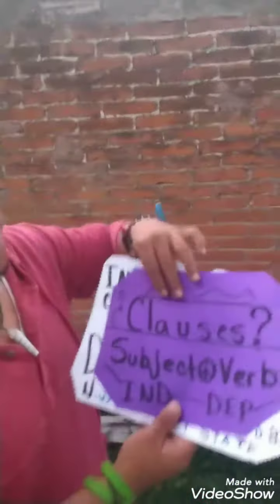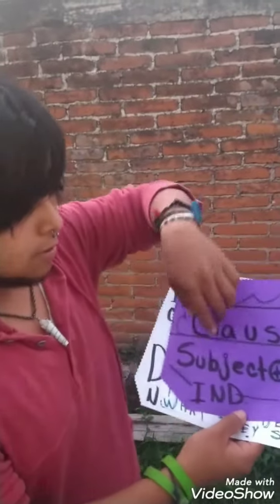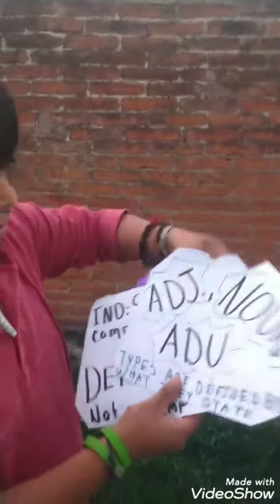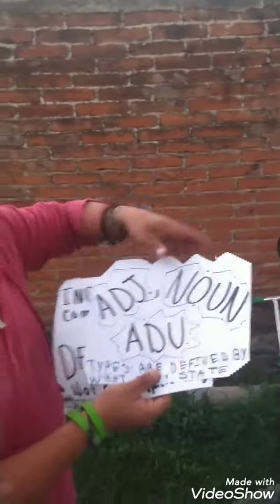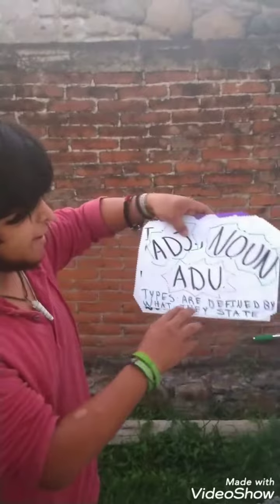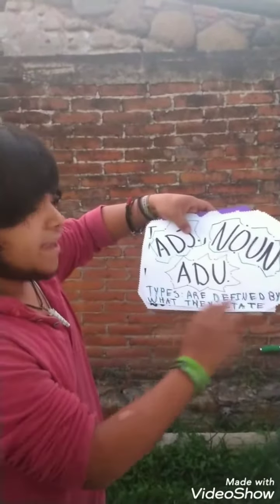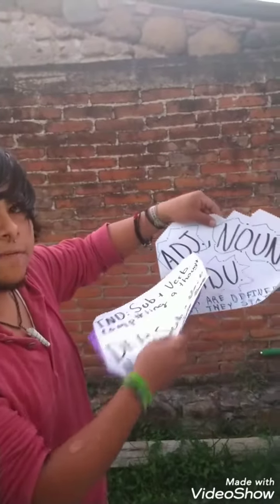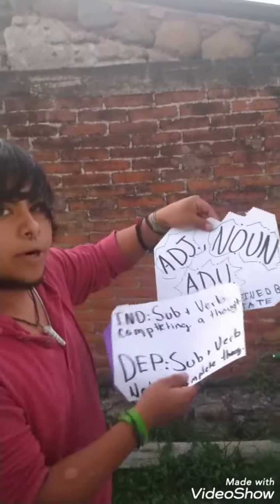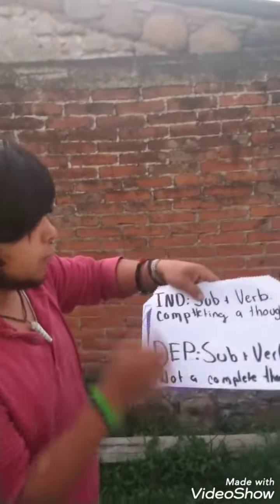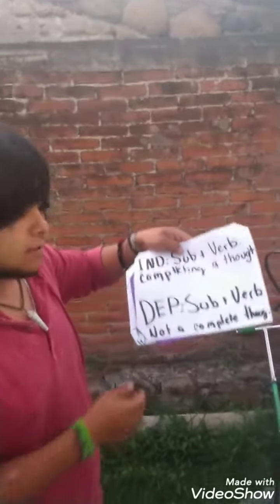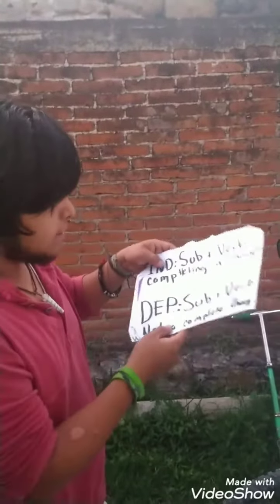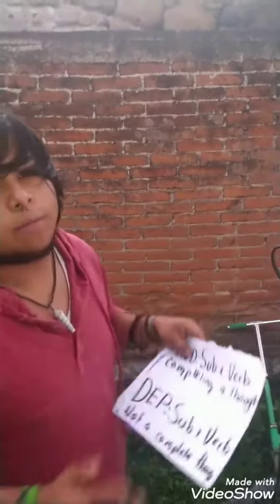So remember, guys, for a clause, we always need a subject and a verb. We have adjective, noun, and adverb clauses, and these are defined by what they are stating, okay? We have to identify whether it's an adjective, a noun, or an adverb. And we also have independent and dependent clauses. The independent ones are completing a thought, and the dependent ones don't complete a thought.